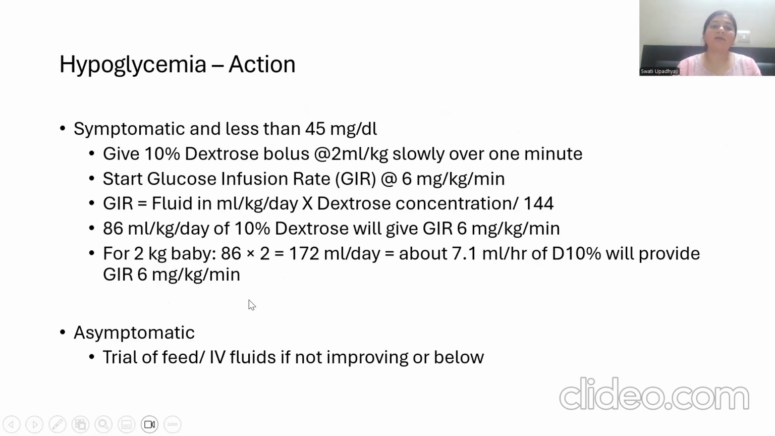Now, if the baby is asymptomatic, then a trial of feeds can be given and IV fluids can be started if the baby is not improving or if the sugars are remaining below the threshold levels despite feeds.